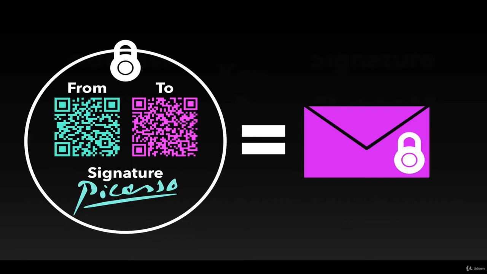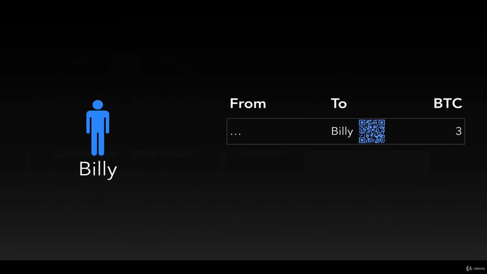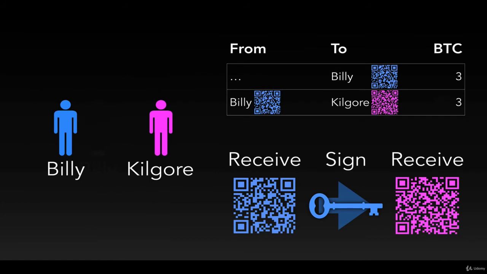Okay, so let's walk through a little bit of an example. Here we start with Billy, and we're not going to talk about how he got this Bitcoin, but pretend he has it in an address. He owns the address. He owns the private key. Well, let's say he mined it. He mined it. That's perfect. So there is no from address. This is Billy's address that has 3 Bitcoin, and what he's going to do is send all 3 Bitcoin to Kilgore.